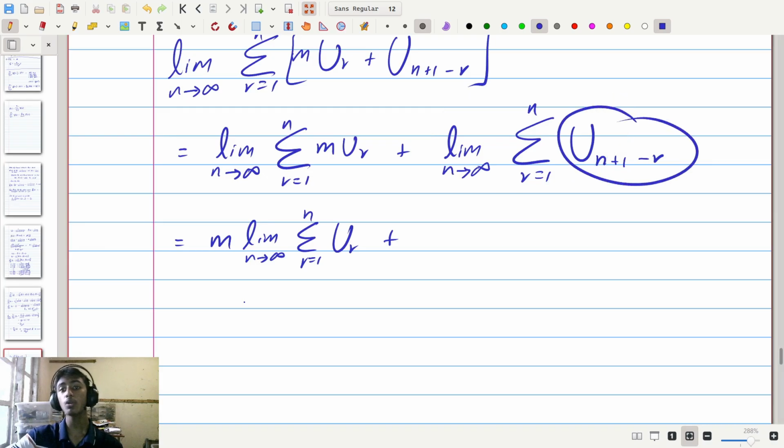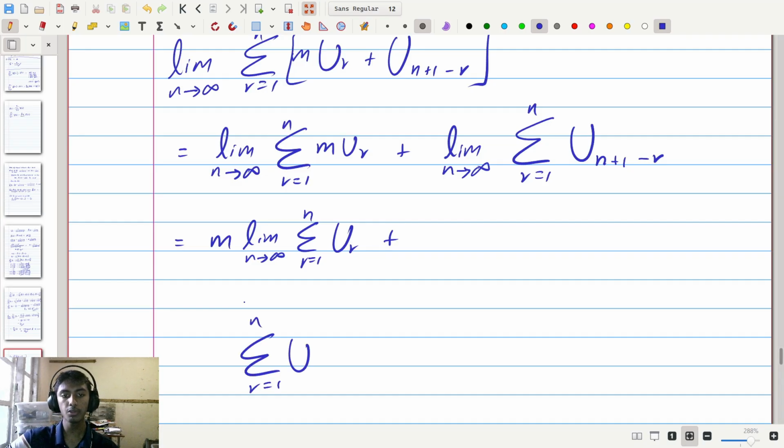If you look at the u of n plus 1 minus r and consider the values this can have, if we go from r equals 1 up to n, for r equals 1, this is going to give us n plus 1 minus 1, which is u of n. The next one is r equals 2, which is u of n plus 1 minus 2, the previous term, u of n minus 1. The term after that is going to be u of n minus 2, and so on.